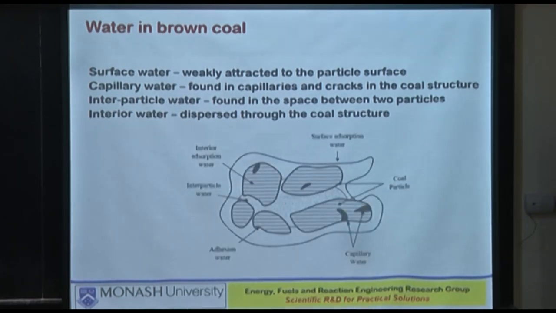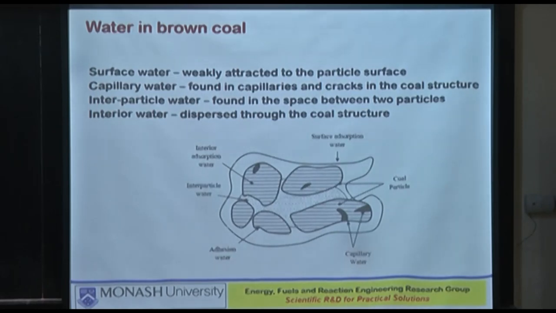So this is what I mean. I have taken it from a paper in the Drying Technology journal. It's not my own figure. So you have different coal particles. You see these ones, they have the interparticle water which binds them together. It's no different from taking a few pieces of paper and soaking them in a drop of water. They will have interparticle water bonding them together. Then you have the interior adsorption water, adsorption with a D, not absorption with a B.